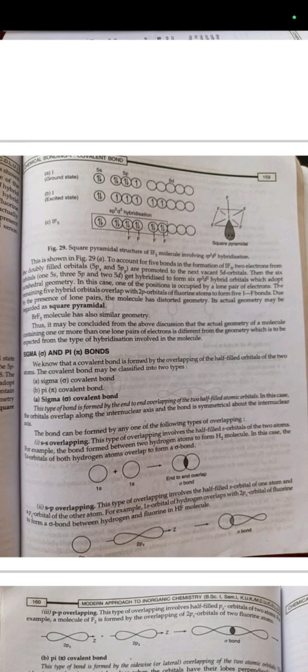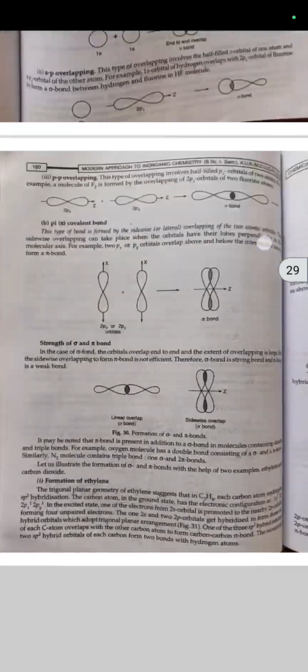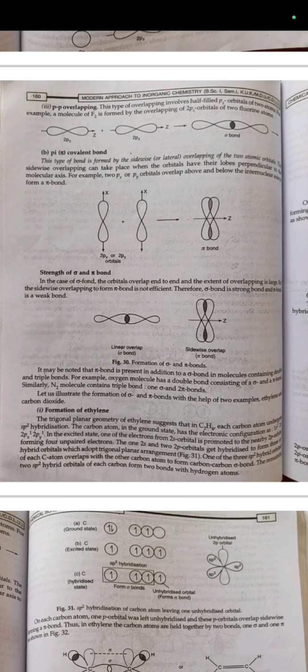Second, s-p overlapping. This type of overlapping involves the half-filled s orbital of one atom and a pz orbital of another atom. For example, the 1s orbital of hydrogen overlaps with the 2pz orbital of fluorine to form a sigma bond between hydrogen and fluorine in HF. Third, p-p overlapping. This type of overlapping involves half-filled pz orbitals of two atoms. For example, a molecule of F2 is formed by the overlapping of two pz orbitals of fluorine atoms.